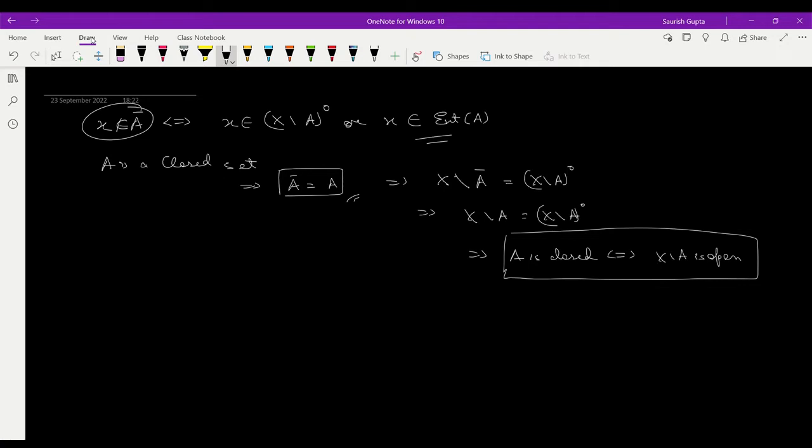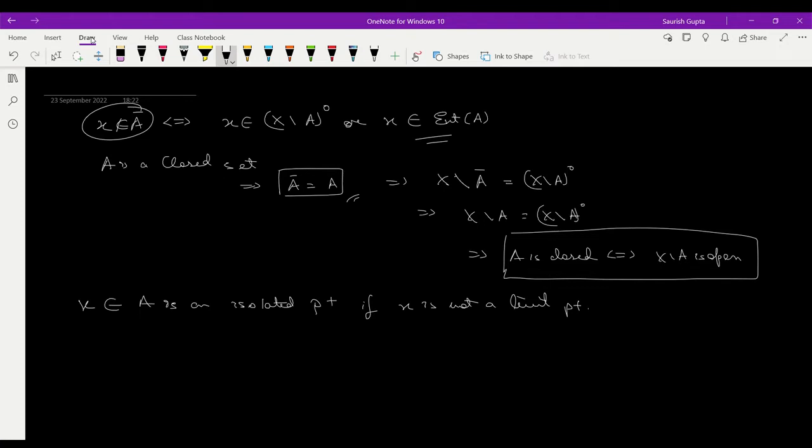Achha, what is an isolated point? An isolated point is an element of the set which is not a limit point. X belongs to A is an isolated point if X is not a limit point. So an element from a set, if not a limit point, is called an isolated point. Clear?